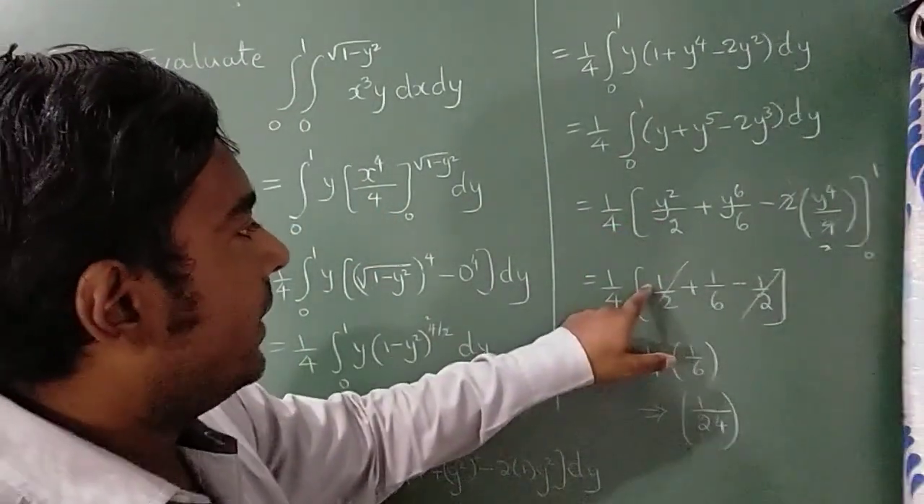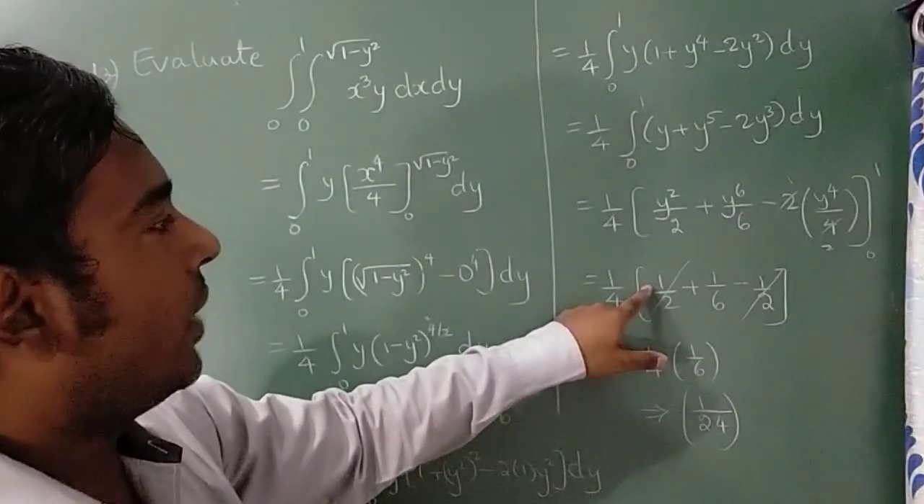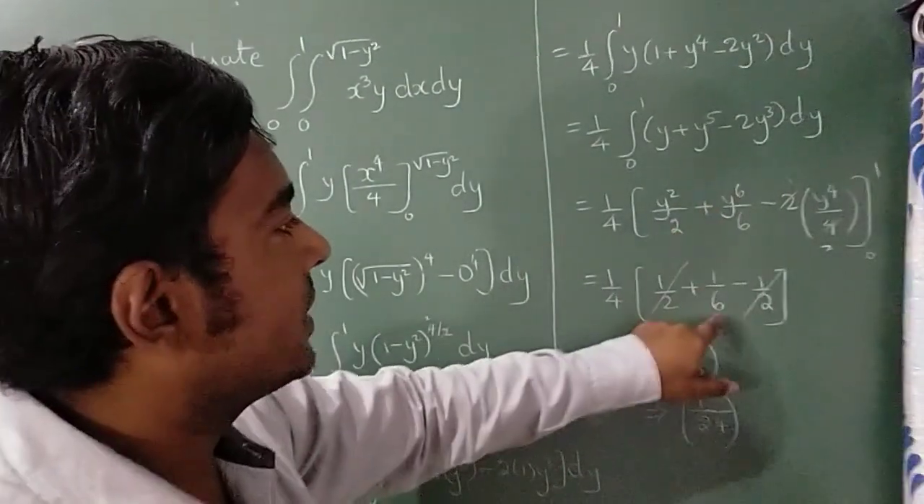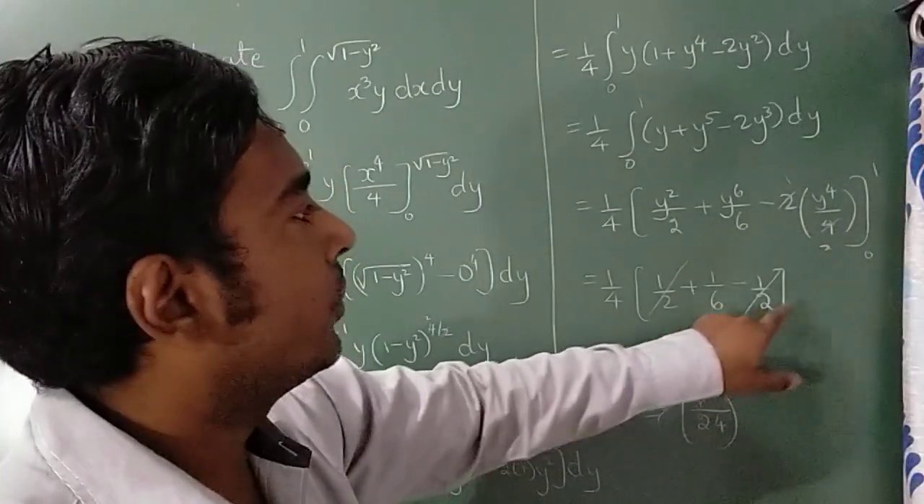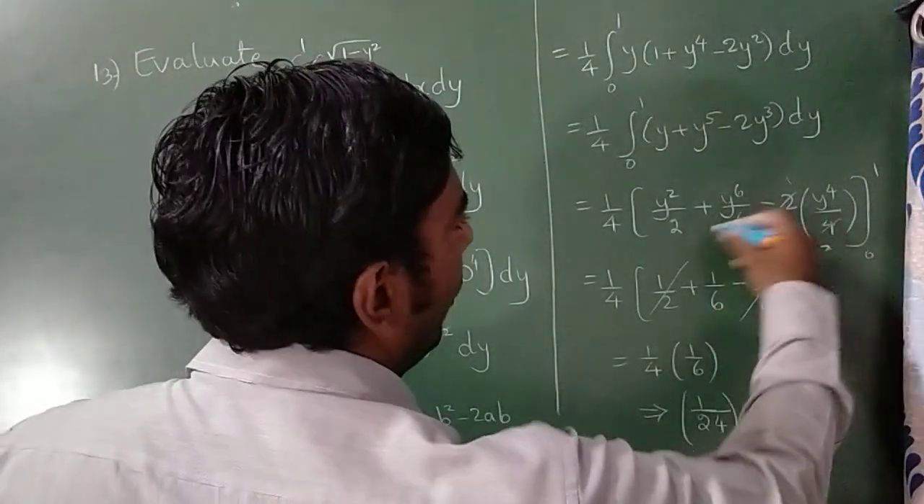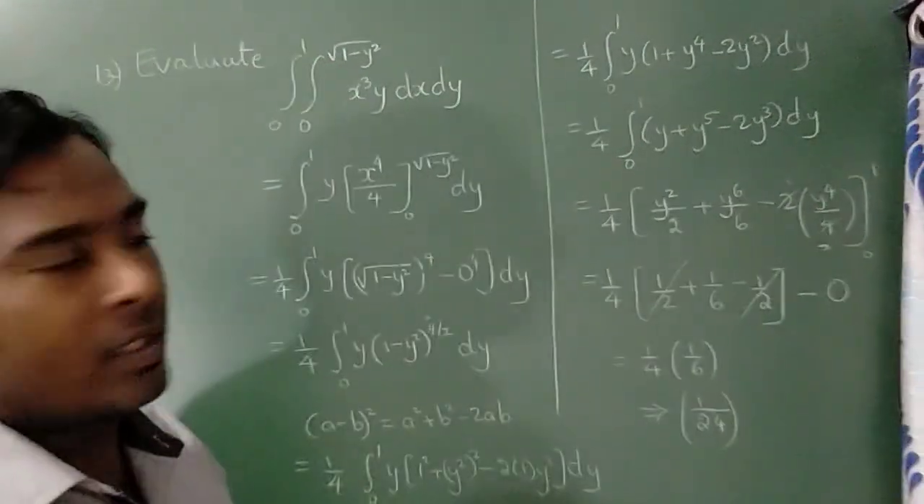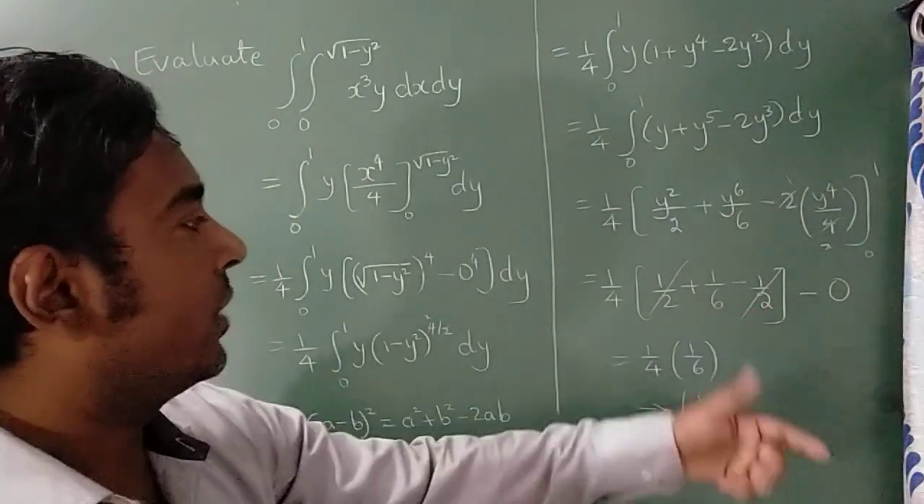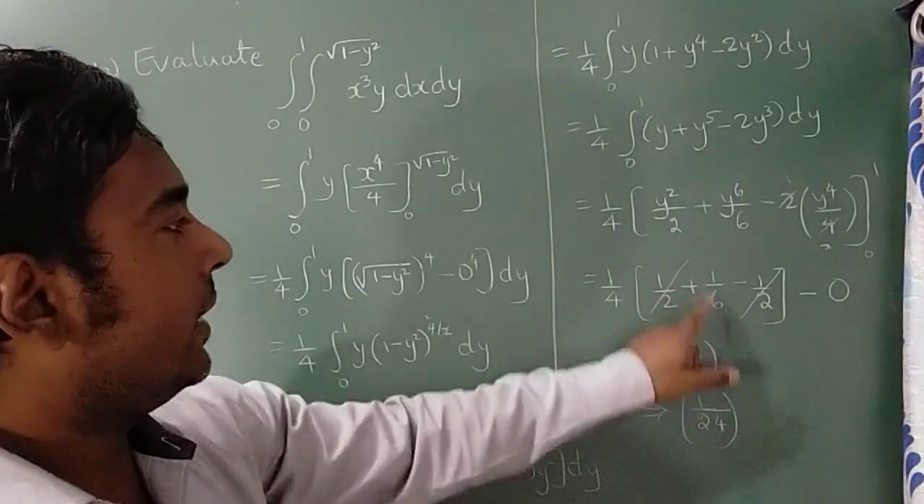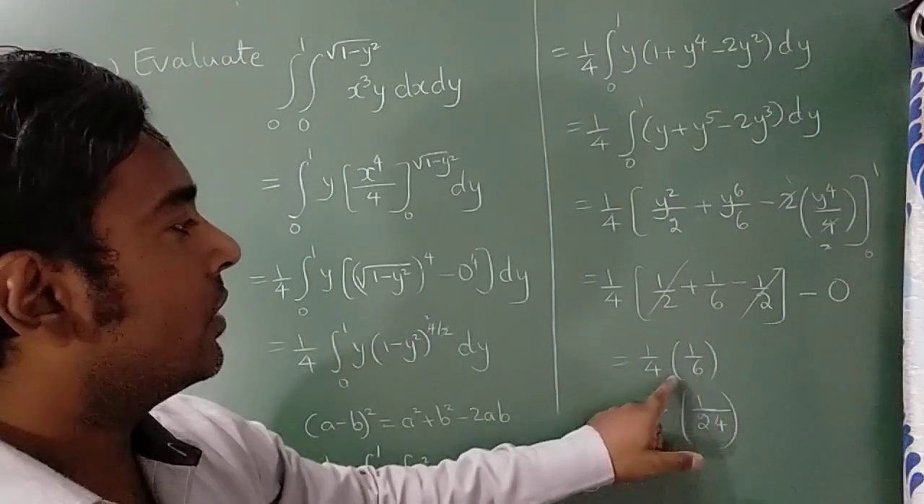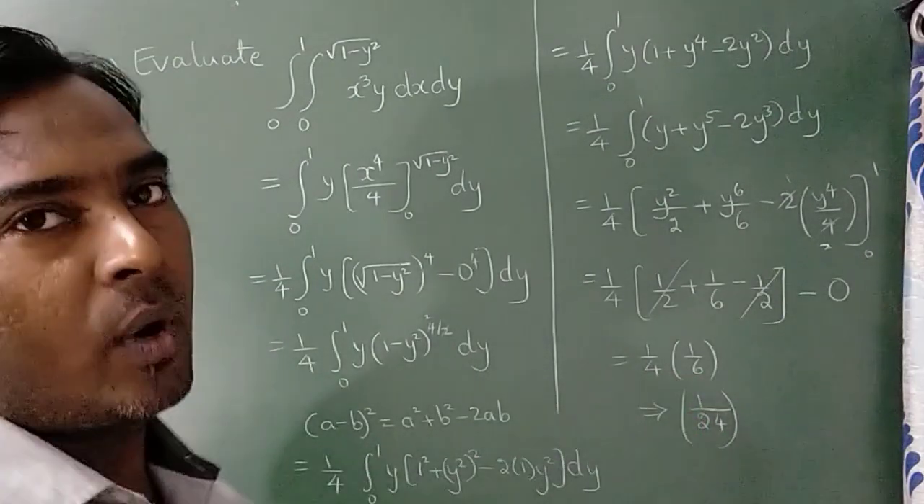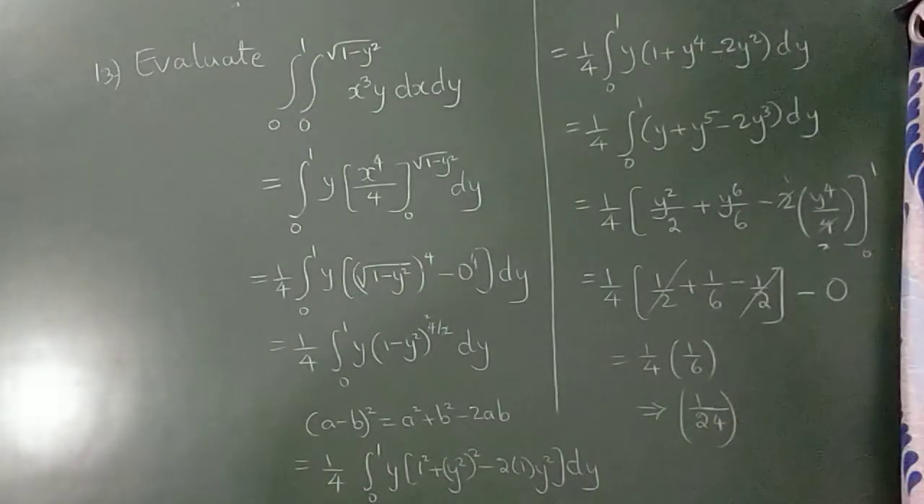So in place of y, write 1: 1 upon 2 plus 1 upon 6 minus 1 by 2. Minus lower limit, all will become 0. Now 1 by 2 minus 1 by 2 get cancelled. 1 by 4 is remaining here and 1 by 6 is remaining here. 6 fours are 24, so the answer is 1 by 24. Let's move on to the next sum.